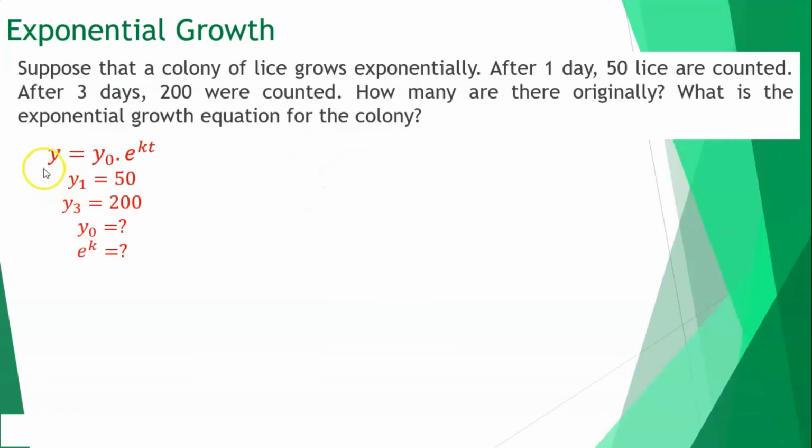So take note, with our equation, y is equal to y of 0 times e to the power of kt. So take note of the given. We have here 50, so that's for day 1, y of 1. We have 200, so that is for y of 3. So, we don't know what's the starting number of lice, and we also don't know its rate. So, again, making use of the original equation, let's replace this. Our y sub 1 here is 50, so y of 0 times e to the power of k, 1. Then the other one, 200, is equal to y of 0 times e to the power of k, 3.